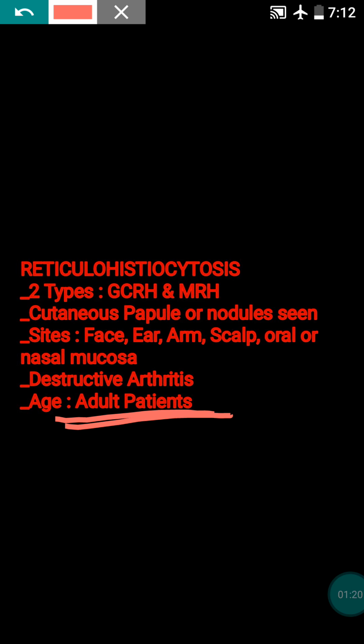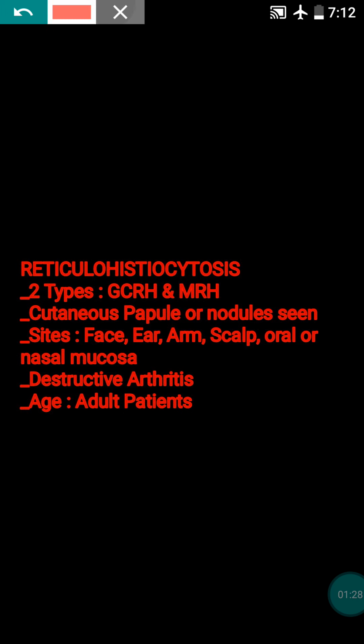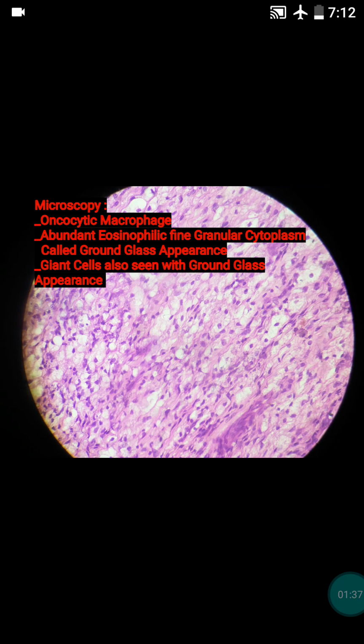If you take the history, such patients usually have a high cholesterol level, so you have to check the cholesterol level as well. So that is the basic clinical idea of reticulohistiocytosis. Now we will see the microscopic findings.